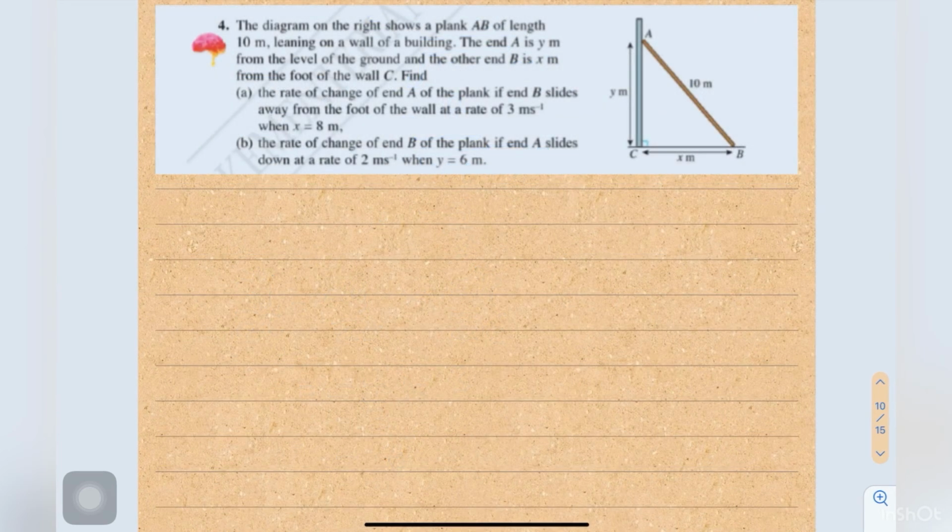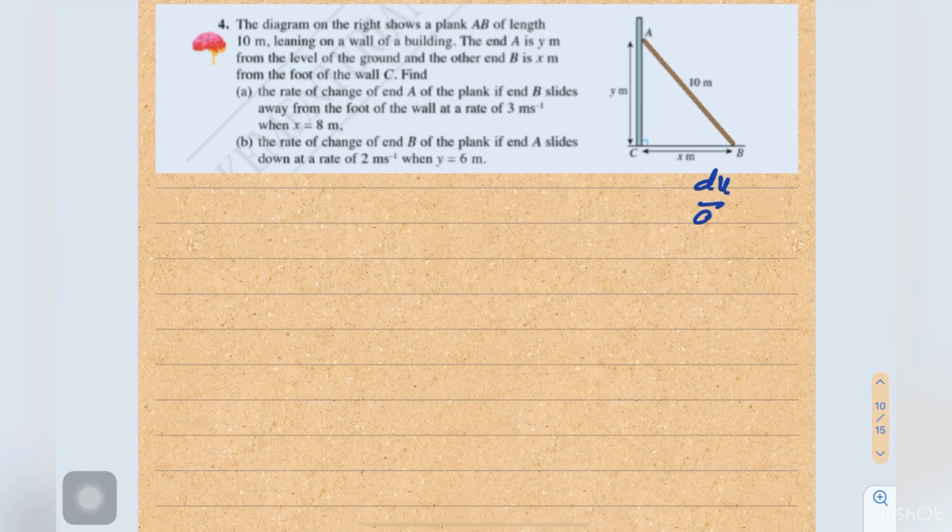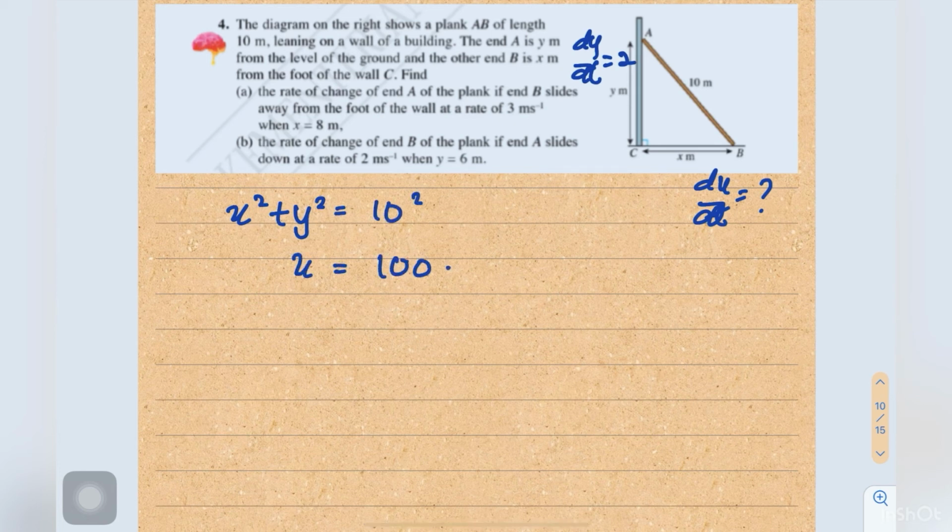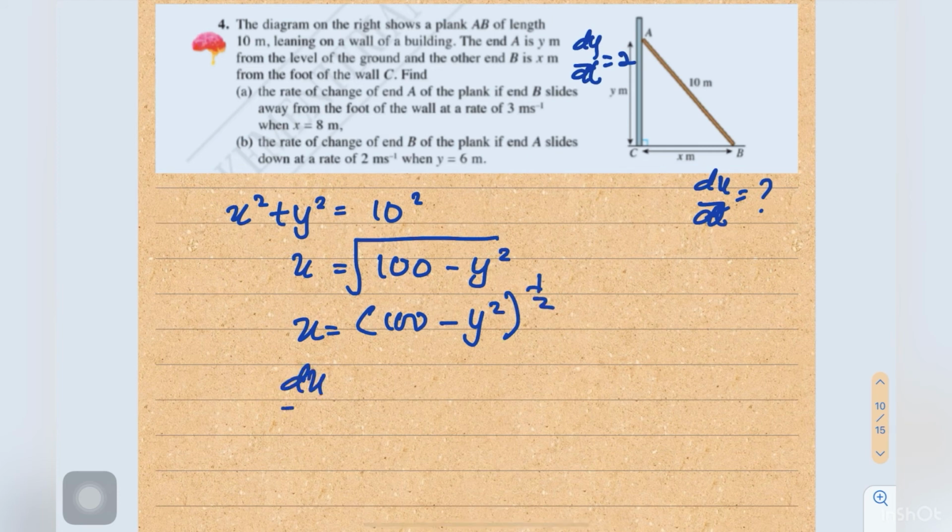For question B, you have to find the rate of change of the bottom end. Here dx/dt is what we are going to find, given dy/dt equals 2. By using the same relation, Pythagoras theorem, x squared plus y squared equals 10 squared, so x equals the square root of 100 minus y squared, which is 100 minus y squared to the power of 1 over 2.